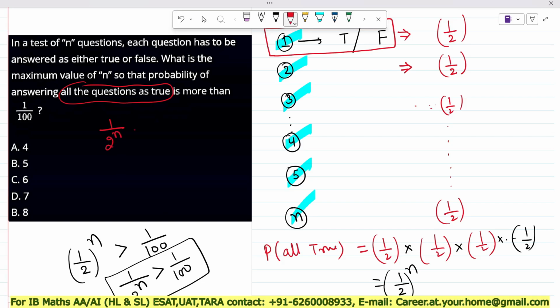Please try. 1 over 2 raised to power n should be greater than 1 over 100. So how should we solve it? We basically need 2 to the power of n to be smaller than 100. There is a rule of inequality. If we do the reciprocal, what do you think, will the sign change or not? What's the exact rule? Is it always true?